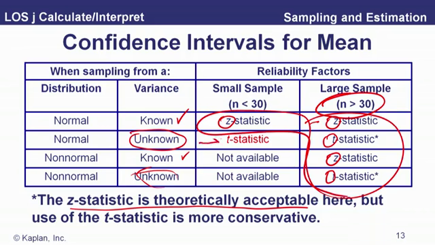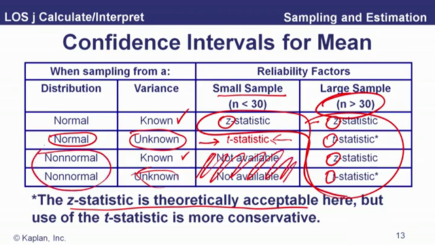So now we're down to one instance where we must use a T statistic, and that's if we have a small sample and a normal distribution with an unknown variance. So when the variance is unknown, we showed up with a T statistic, but the only time we really have to use it is if we have a sample less than 30 according to the CFA curriculum material. And what about these down here, this not available? Well, a non-normal distribution, that just means that it's not, we don't know that it's normal.